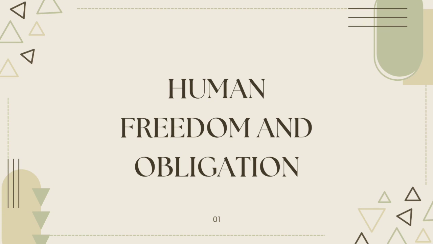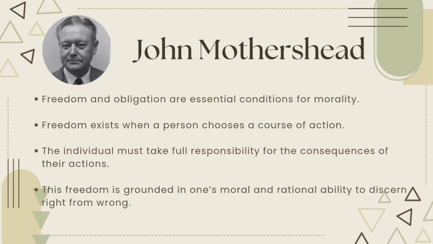Now let's move on to human freedom and obligation. According to John Mothershed, freedom and obligation are essential conditions for morality. Freedom exists when a person chooses a course of action. The individual must take responsibility for the consequences of their actions. This freedom is grounded in one's moral and rational ability to discern right from wrong.